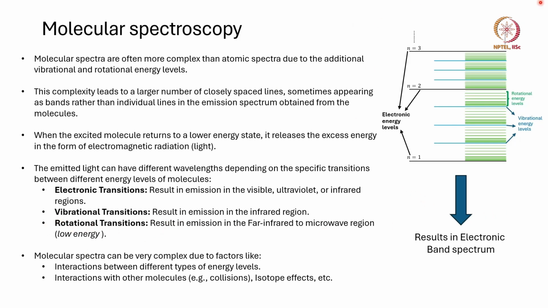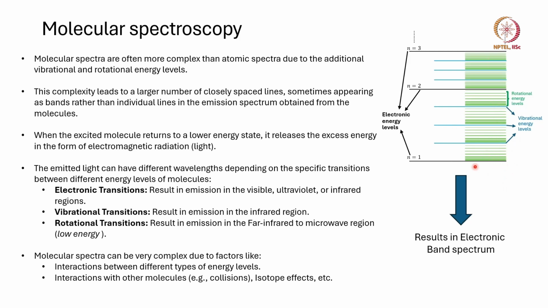Here in the schematic, it can be seen that the dark lines corresponding to n equal to 1, n equal to 2, and so on are the electronic energy levels, whereas the light blue lines are the different vibrational energy levels present within those electronic energy levels. And there are further more closely spaced rotational energy levels within these, which are denoted by green lines.